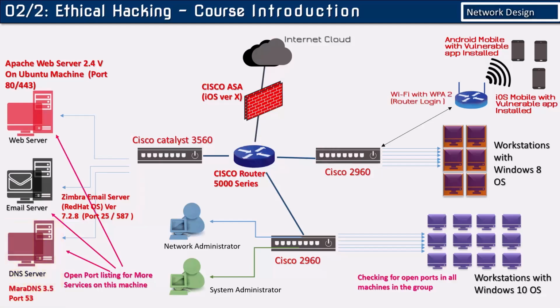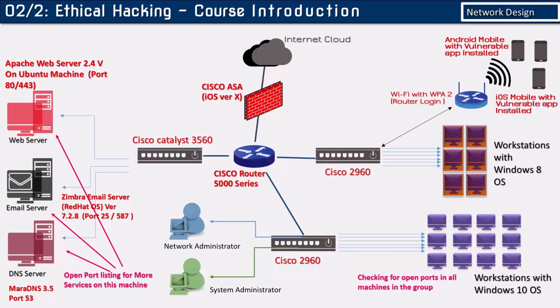So this is the entire network. There are 3 servers, 3 switches, a router, and Cisco's advanced security appliance, with a Wi-Fi router also there in the network. So you need to hack this network using any entry point or any loophole.